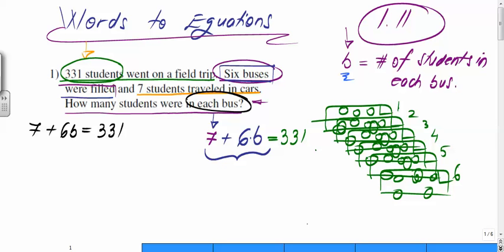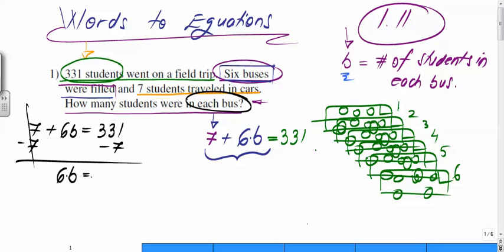Okay, first step, I'm going to take away all the students that travel in cars. And there are 7 of them. And I'm going to take that away from both sides. And I have on the left 7 minus 7, which is 0. You will be left with the number of students in 6 buses.